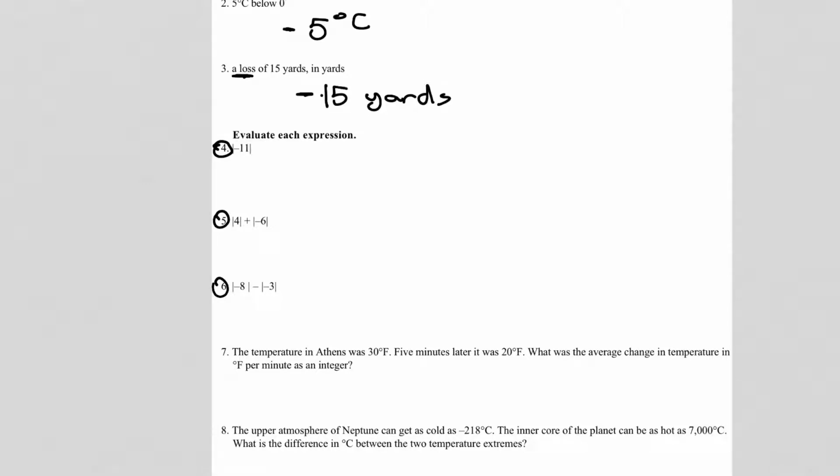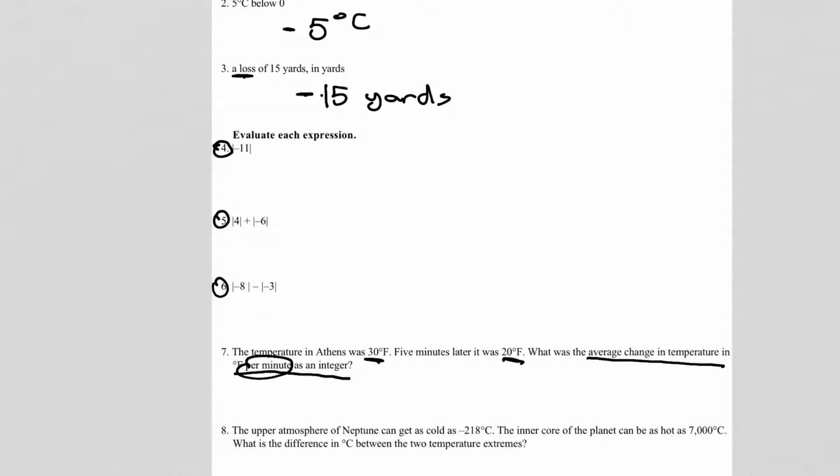Alright, the temperature in Athens was 30 degrees. 5 minutes later, it was 20 degrees. What is the average change in temperature in degrees Fahrenheit per minute as an integer? So we want to know how much this temperature changed every minute.